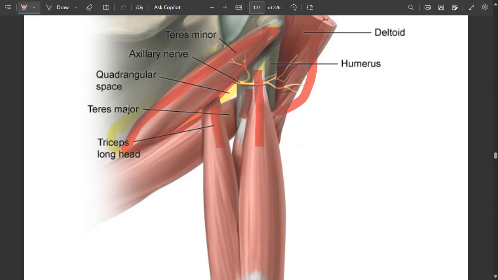So the quadrangular space, teres major. So this is teres major. So teres minor is there. Teres major is here.